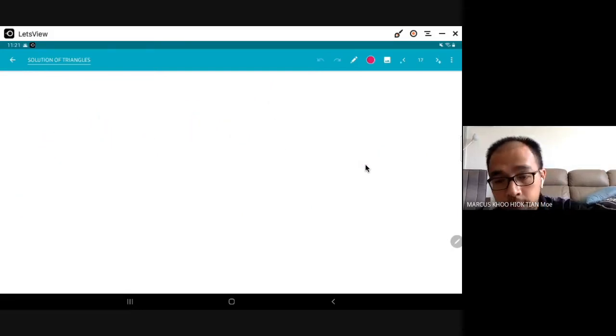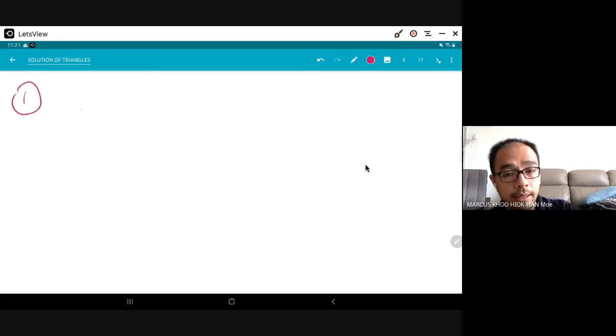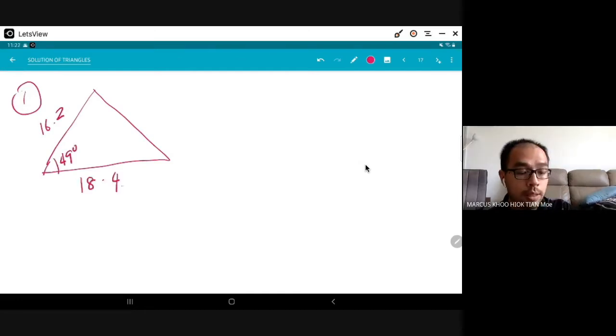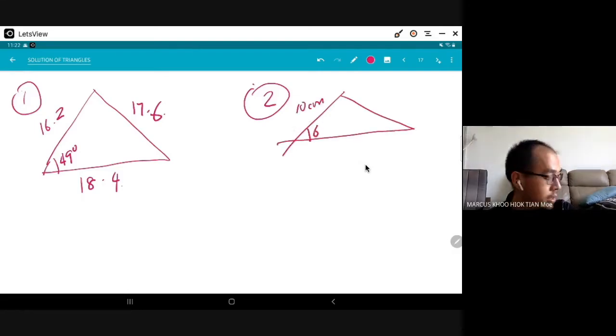Okay, let's do one example. I'm going to give you two triangles. Triangle number 1 has sides 16.2, angle 49, then 18.4 and 17.6. Okay, the second triangle. This one is a little bit challenging, but I want you to try. This side is 10 cm, this angle is 60 degrees, and this angle is 35 degrees.